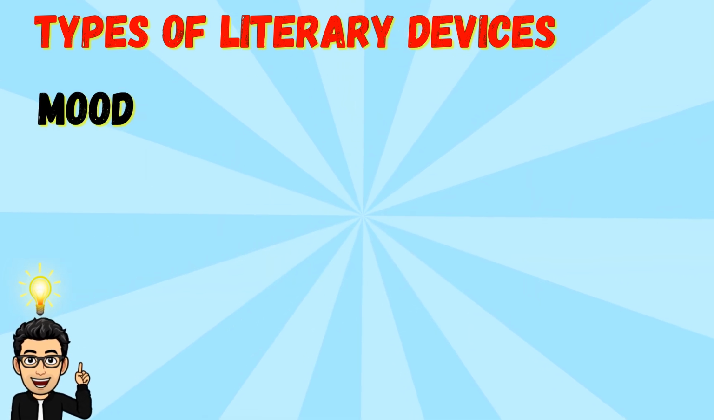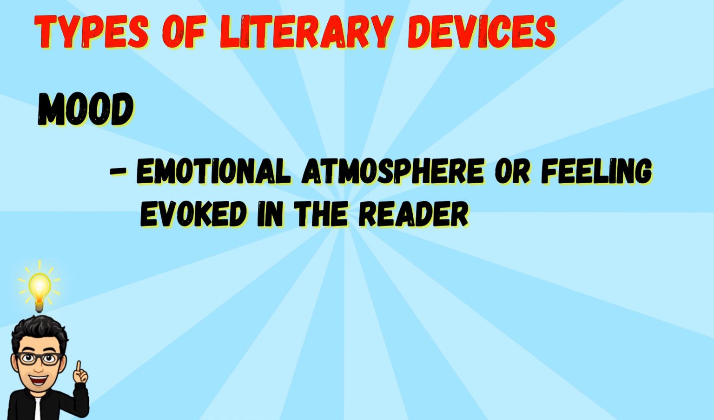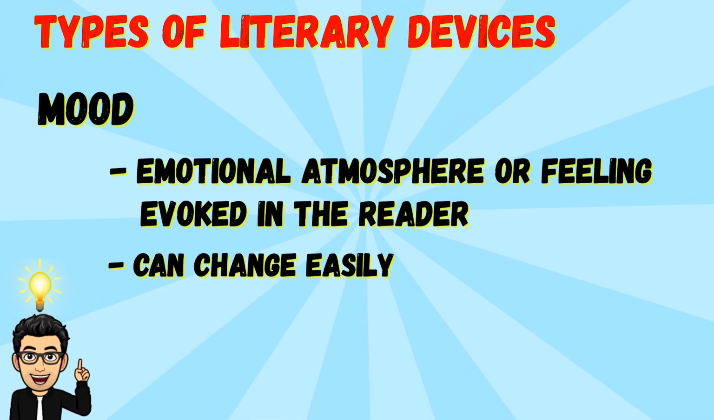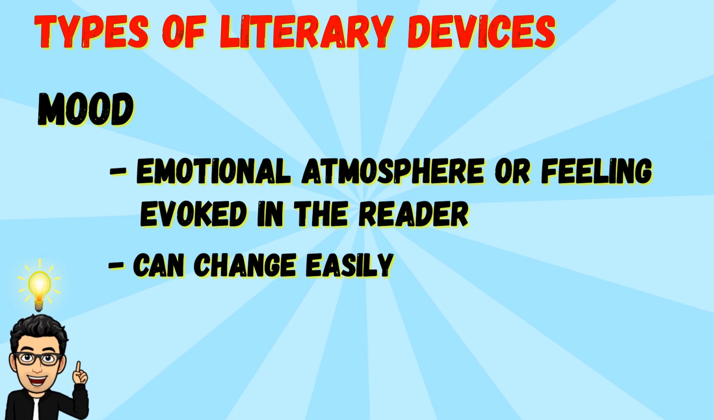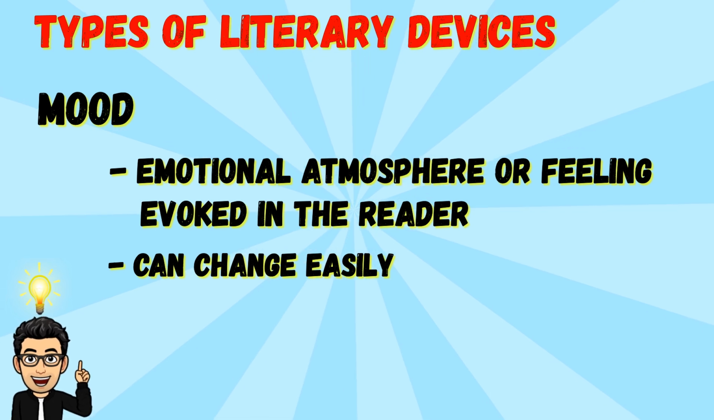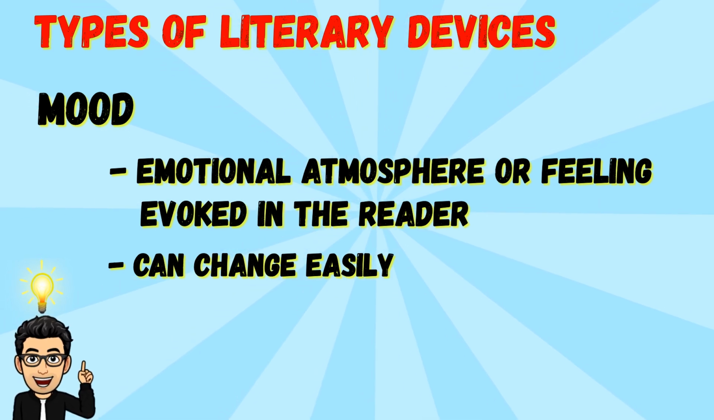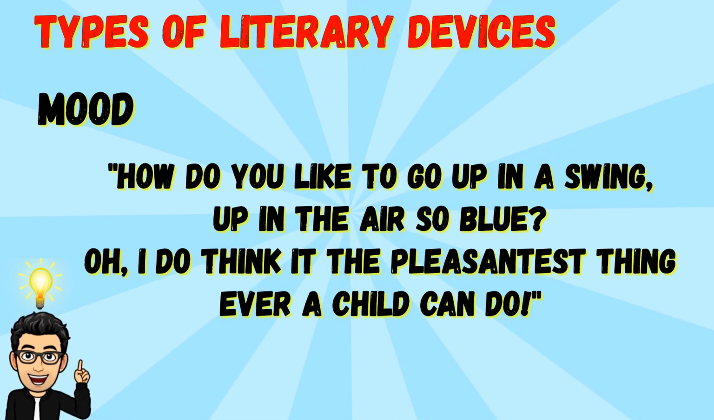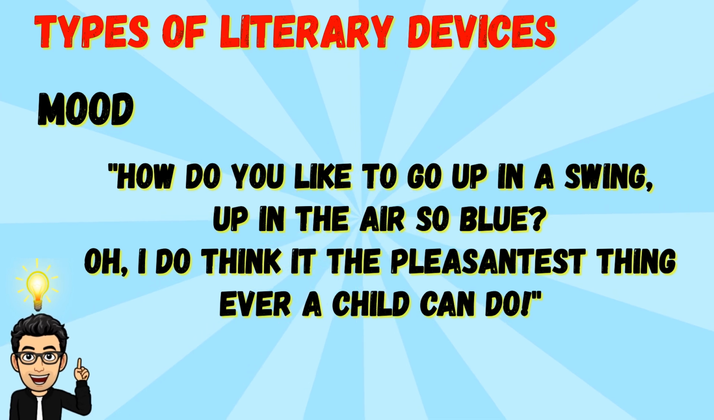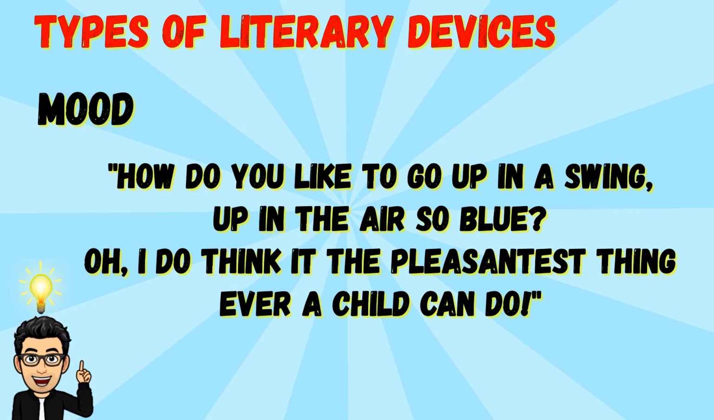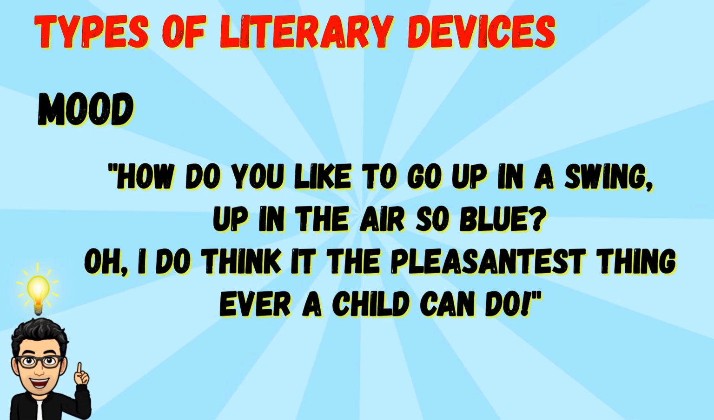Mood. Mood is the emotional atmosphere or feeling evoked in the reader by the poem. Mood can range from joyful and celebratory to dark and ominous, depending on the subject matter and the poet's treatment of it. Here's a simple example of mood from the poem The Swing by Robert Louis Stevenson. In this excerpt, the mood is joyful and playful. The light, cheerful language and the focus on the fun of swinging create a sense of happiness and carefree delight. The reader can easily imagine the joy and excitement of a child enjoying a swing on a sunny day.